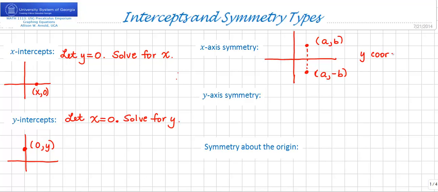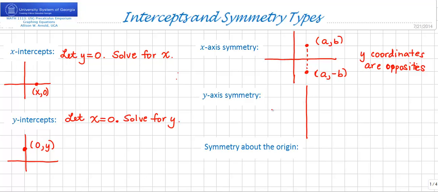And that also gives you an idea of how to handle a symmetry test. Because if your y-coordinates are opposites, and you substitute those into your equation, and you get the same result, then you know you have x-axis symmetry.